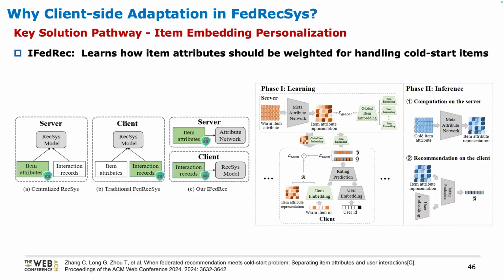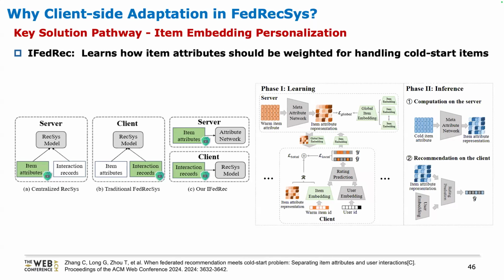Another promising direction, particularly relevant for handling cold start items or leveraging rich item metadata, is to personalize the item representations based on their attributes like genre, brand, keywords, etc. Instead of personalizing the raw item ID embedding directly, the system learns how item attributes should be weighted or combined differently for each user to form the final item representation.